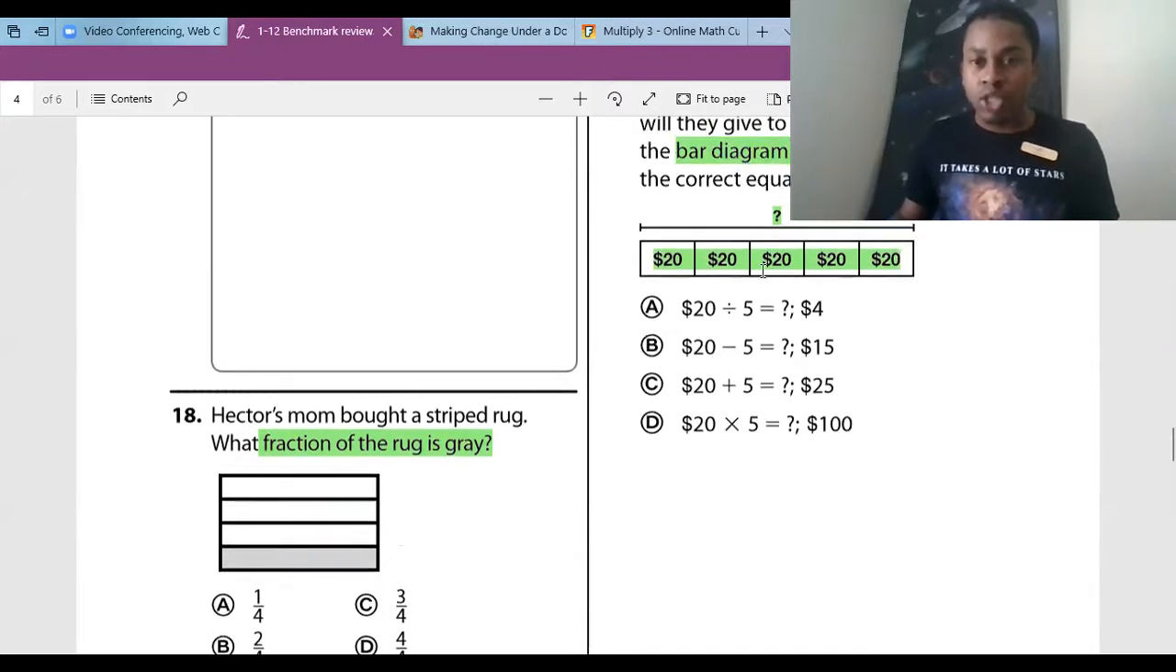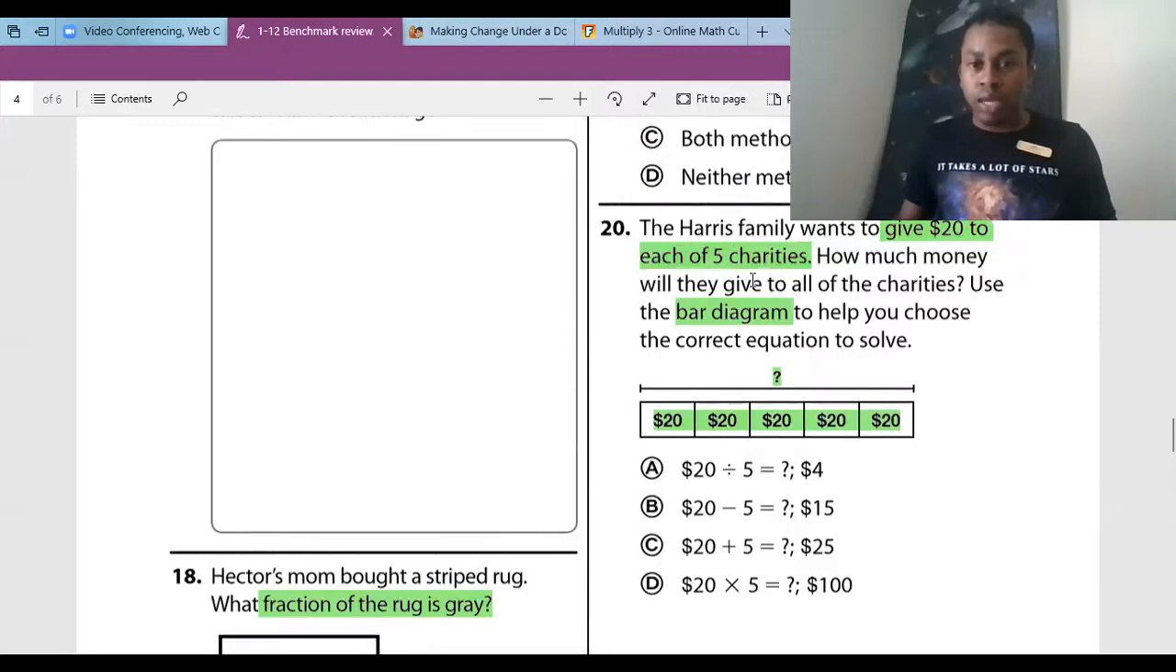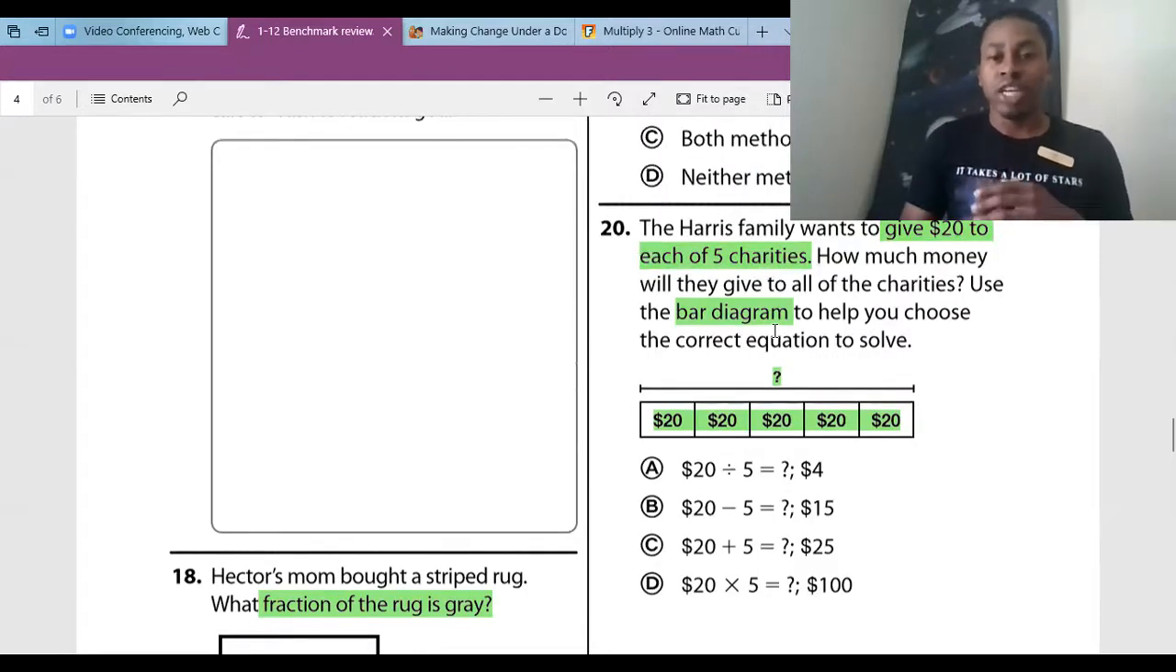Moving to that next question, I'm going to move out of the way here so you can see it. Number 20. The Harris family wants to give $20 to each of the 5 charities. How much money will they give to all the charities? Use the bar diagram to help you choose the correct equation to solve.